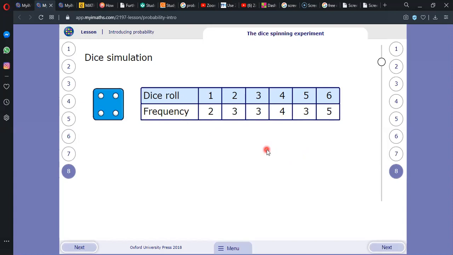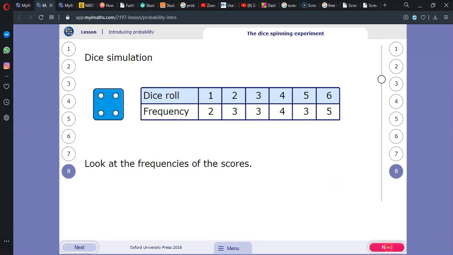We are done. So out of the 20 times that we rolled the dice, you can see right here that these are the frequencies showing the number of times each of these numbers actually appeared. 1 appeared twice, 2 appeared 3 times, 3 appeared 3 times, 4 appeared 4 times, 5 appeared 3 times, and 6 appeared 5 times. This is very important for us to learn so that we understand our dice simulation.